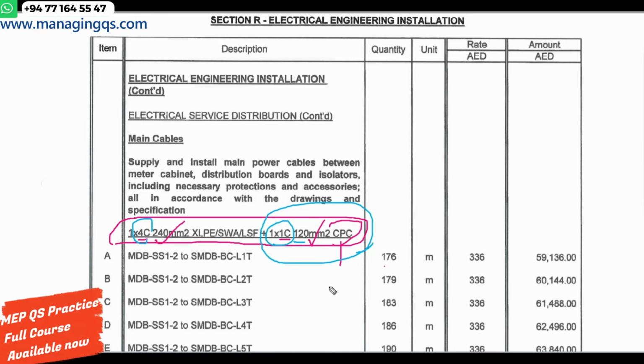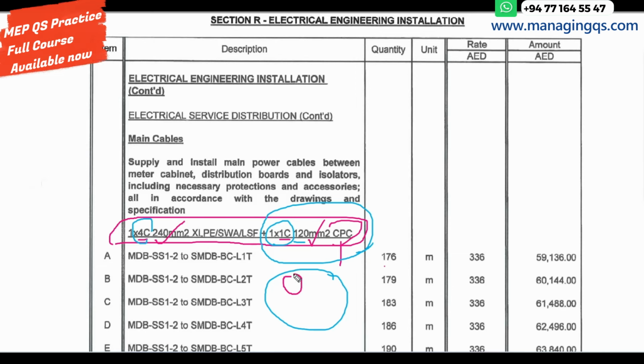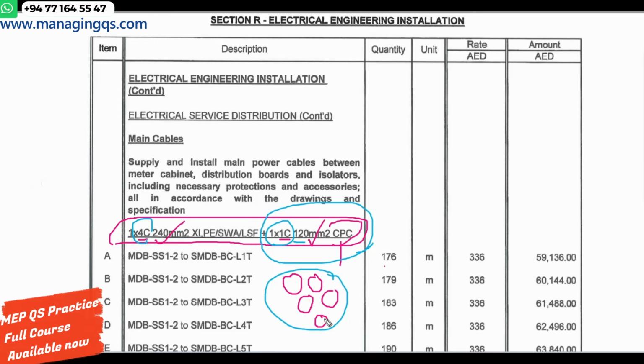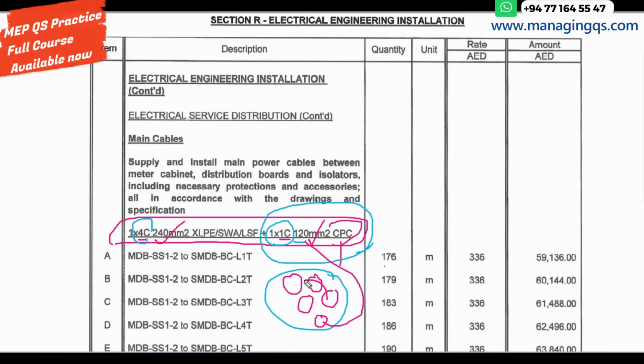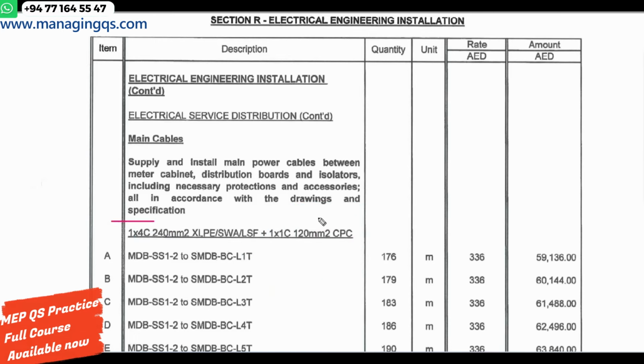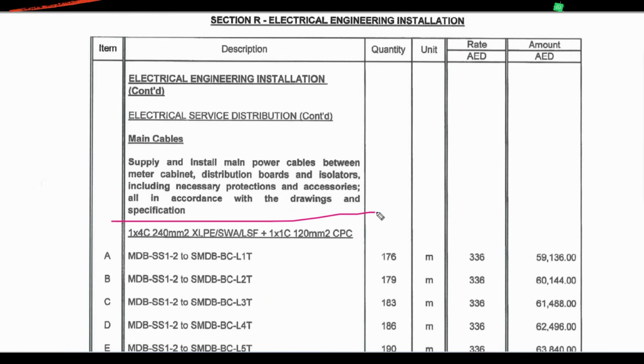So inside the cable there are 5 cores available. This is a cross section: there are 4-core cables like this, and also one earth cable. The earth cable's cross section is 120, and the other balance 4 cables' cross section is 240. So this is the cable cross section, and there are no issues here. We can easily identify these things.